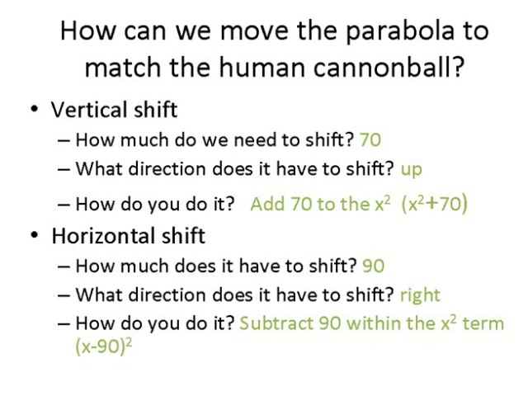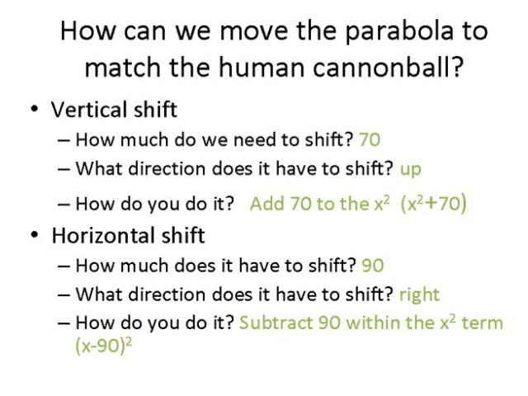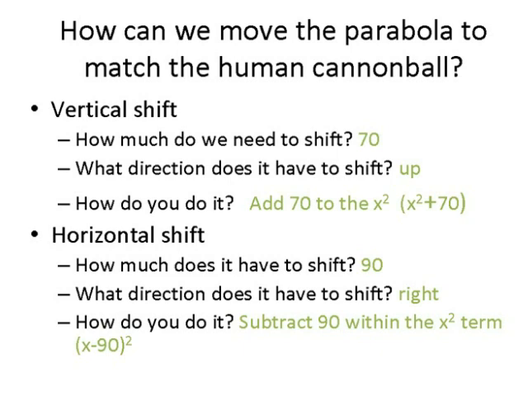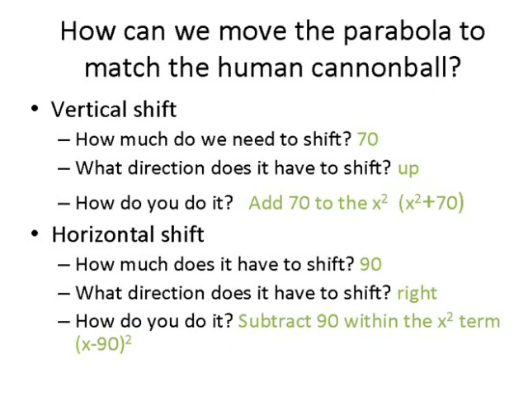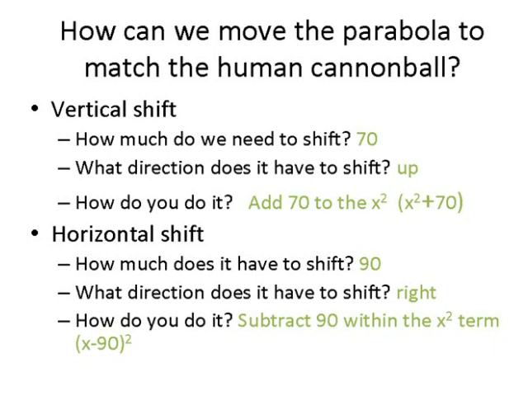So how do we shift a graph upward? Well, remember, we shift vertically by either adding or subtracting a value from the function itself. So our function is x squared. To shift up, we would need to add 70 to it, so we would end up with the new expression, x squared plus 70. That would shift it up.